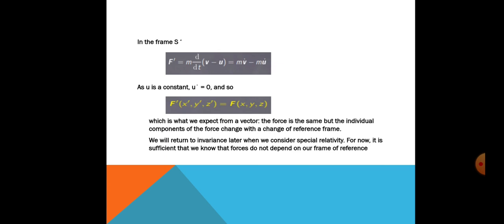So this is what we expect from the vector: the force is the same, but the individual components of the force change with a change in reference frame. We will return to the invariance later when we consider special relativity. For now, it is sufficient that we know that the force does not depend on our frame of reference.